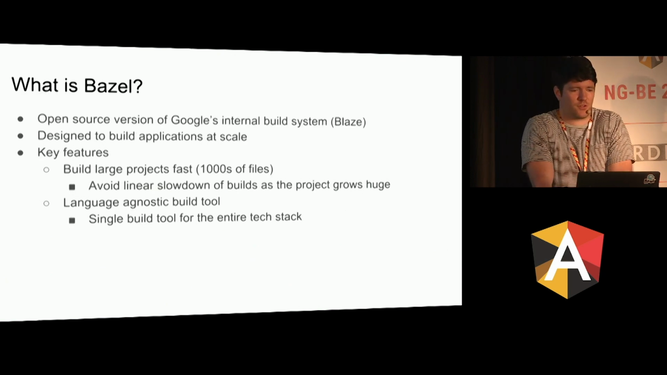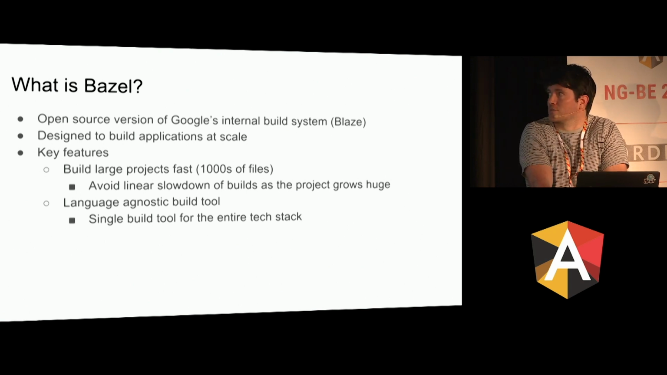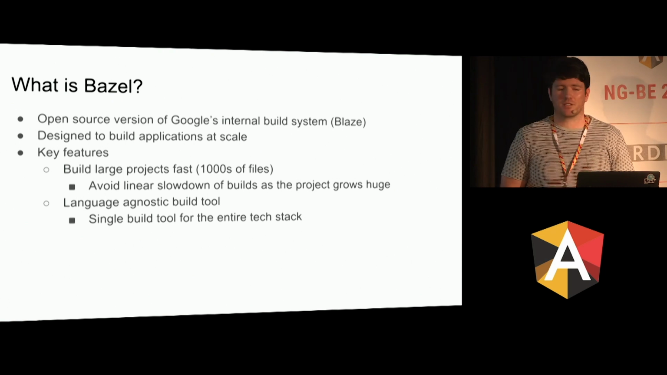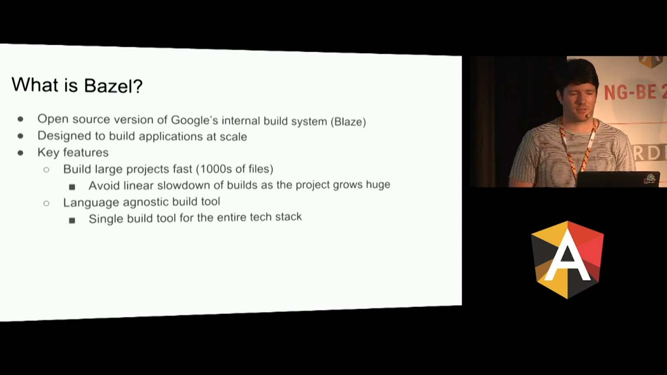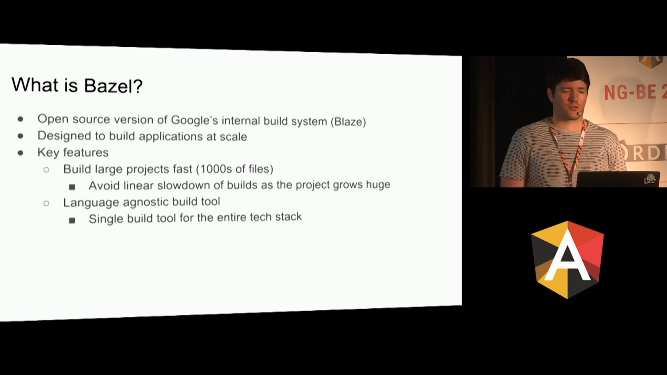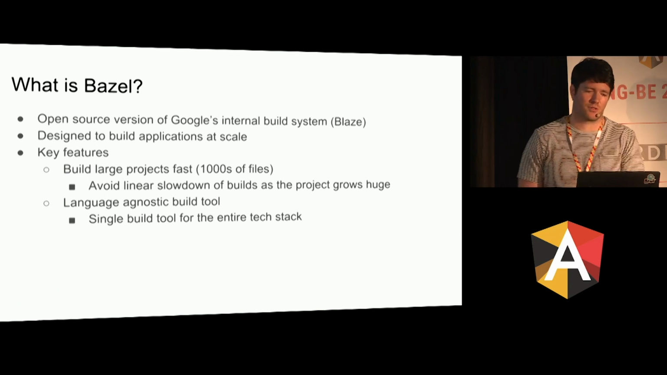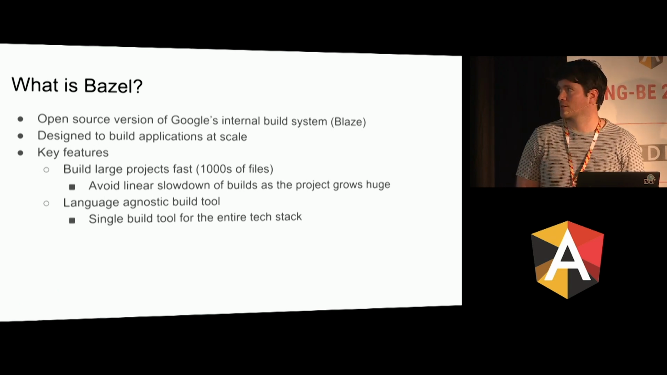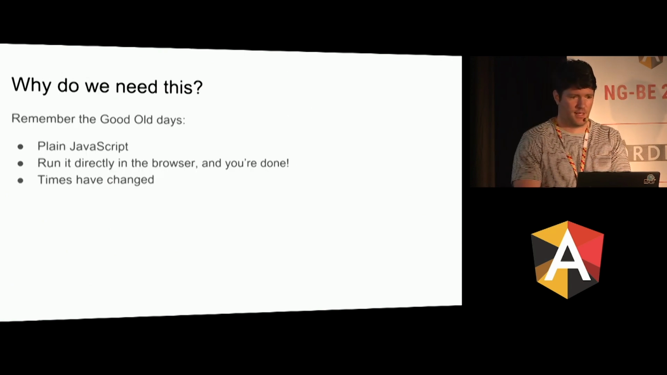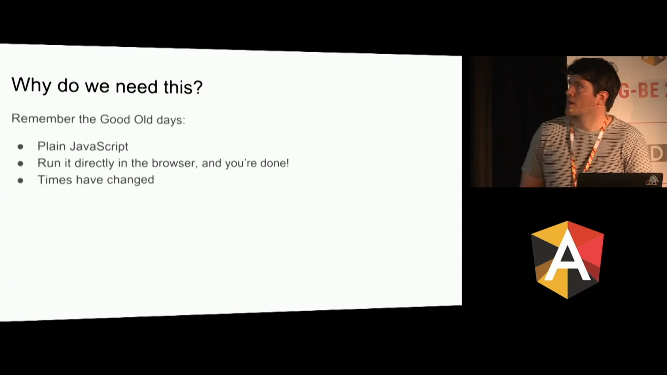But first of all, let's answer the question, what is Bazel? Bazel is the open source version of Google's internal build system called Blaze. It's specifically designed to build applications at scale. Some key features are the ability to build large projects, like thousands of files, but at the same time avoid the linear slowdown of your builds as the project grows. And it's also a language agnostic build tool, so you can use it as the single build tool for the entire tech stack. And you might wonder, why do we need this?